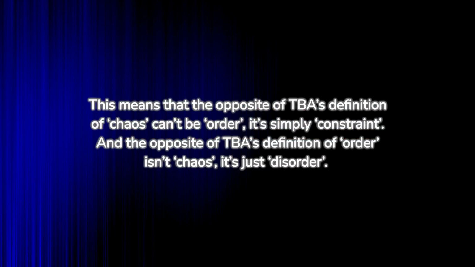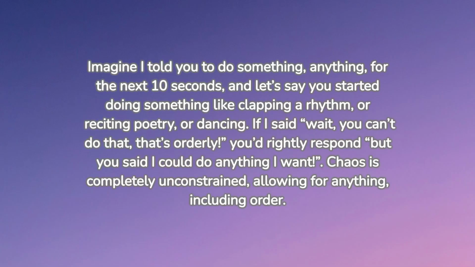This means that the opposite of TBA's definition of chaos can't be order, it's simply constraint. And the opposite of TBA's definition of order isn't chaos, it's just disorder. Imagine I told you to do something, anything, for the next 10 seconds, and let's say you started doing something like clapping a rhythm, or reciting poetry, or dancing. If I said, "Wait, you can't do that, that's orderly," you rightly respond, "But you said I could do anything I want." Chaos is completely unconstrained, allowing for anything, including order.